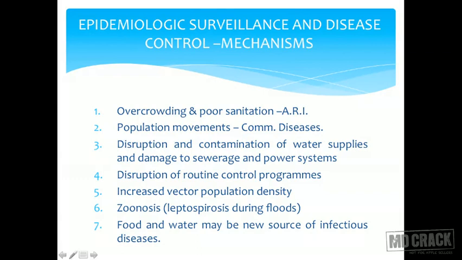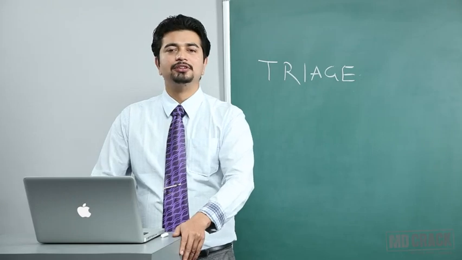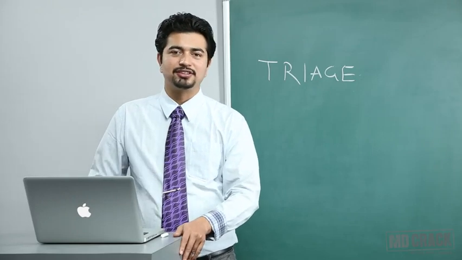Food and water may be a new source of infectious diseases. You get new food, maybe the packaged food is not good. You have botulinum in them, staphylococci, streptococci, who knows. The food is not good, the water that you are getting is not disinfected, and they themselves can be a source of disease. With that, we complete the first part of this chapter, and we'll be seeing the second part in the next class. Thank you.